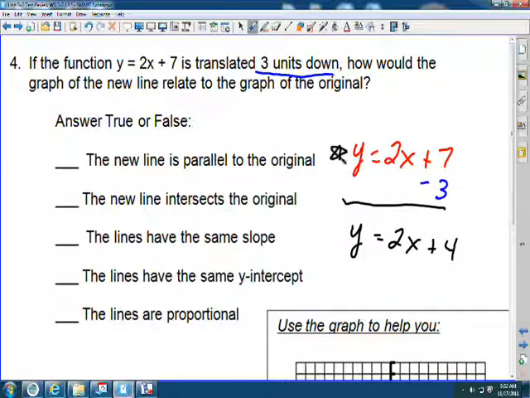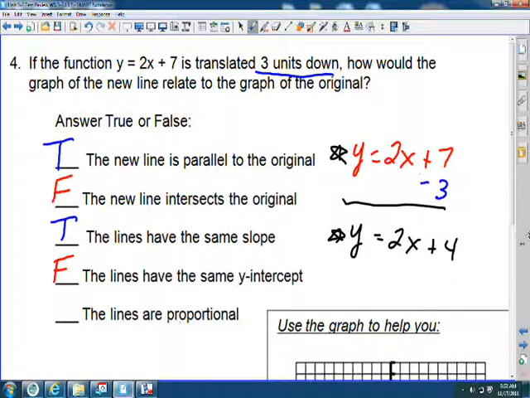So now you're comparing this equation and this one. Well, first off, it says the new line is parallel. It is parallel because the slopes are the same, so this is true. The new line intersects the original. No, that is false because if the slopes are the same, they are parallel. They do not touch. Next one says they have the same slope. That is true. This one says it has the same y-intercept. That is false.